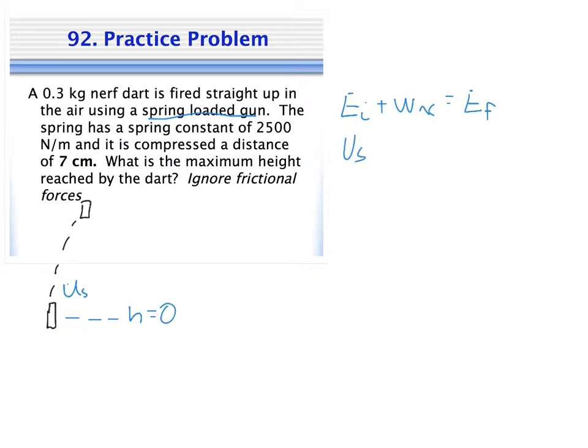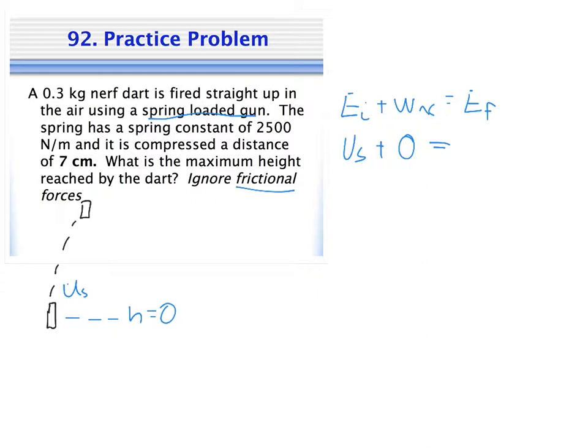Moving on, is there any work being done? So we're ignoring frictional forces. All right, so that's out for any work being done. The force that actually launches it here is a spring force, which is a conservative force, so that is also out as being work done by a non-conservative force. So there is no work done by a non-conservative force in this case. And this is going to equal our final energy.